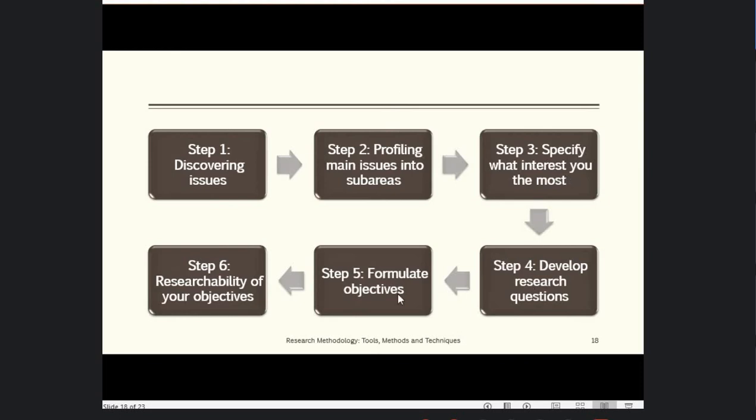So you develop your research questions and objectives. Up to this level, you can write tentatively your general research question and general objective. In the next step, when you are reviewing the literature, we can find the theory that we are going to test, and later you can specify your specific research question and specific objective. Then you need to justify your objective.